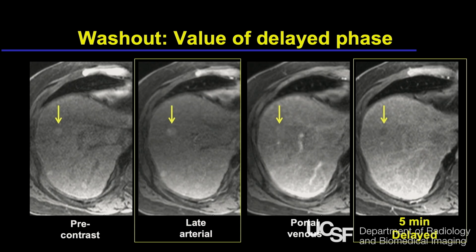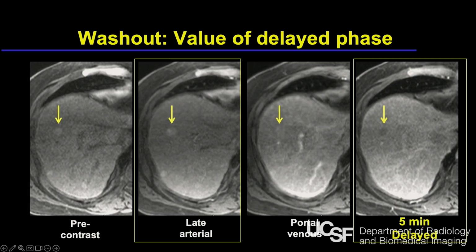But it's very helpful to have that because our washout is just clearly more obvious on that phase. And part of the reason it washes out is because there's fibrosis. This lesion is washing out relative to the rest of the liver. You could say that the rest of the liver is washing in. So the fibrosis has water associated with it.